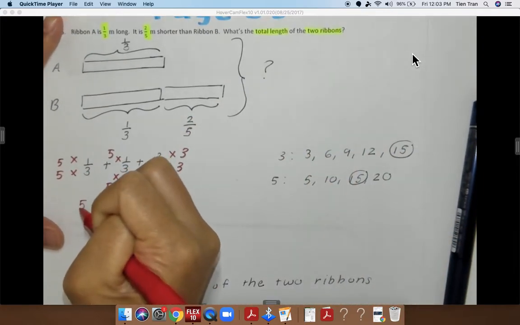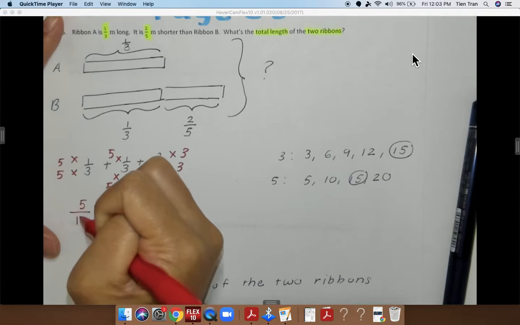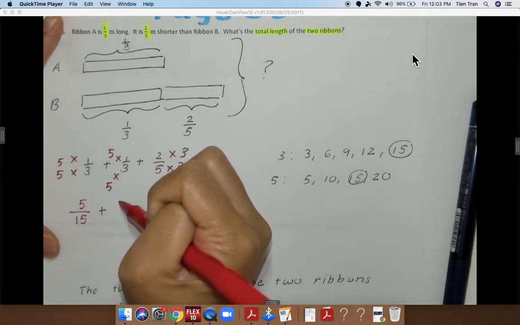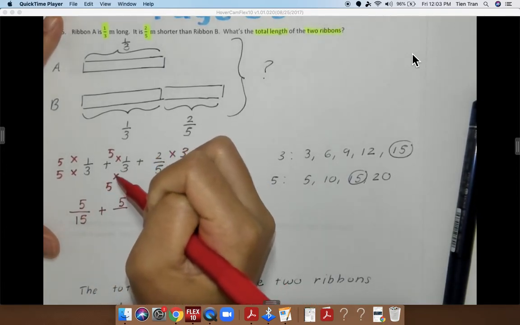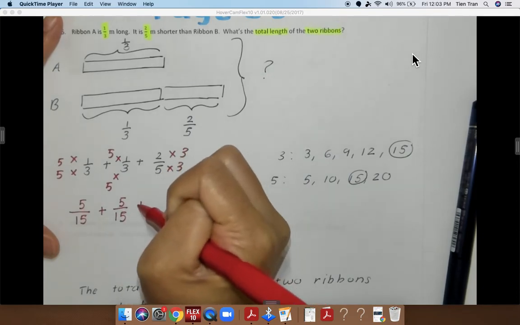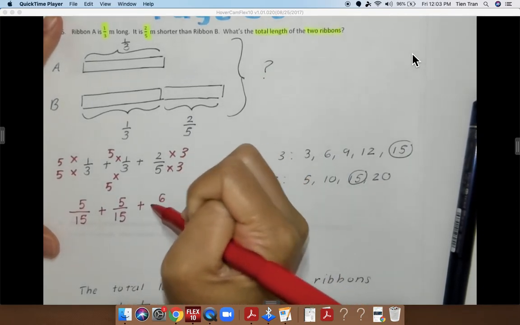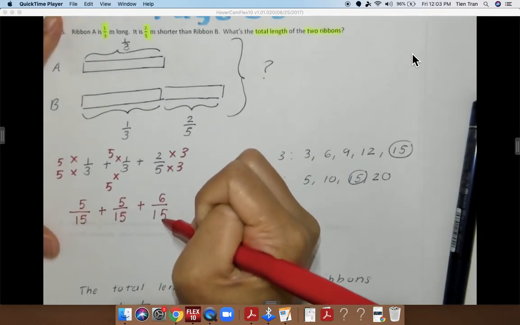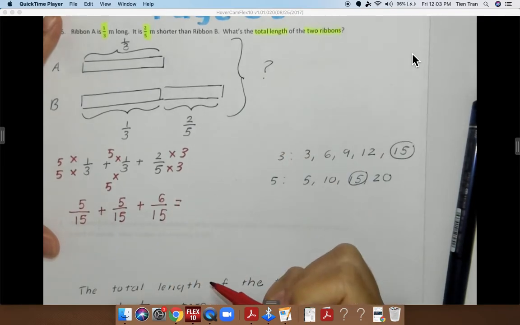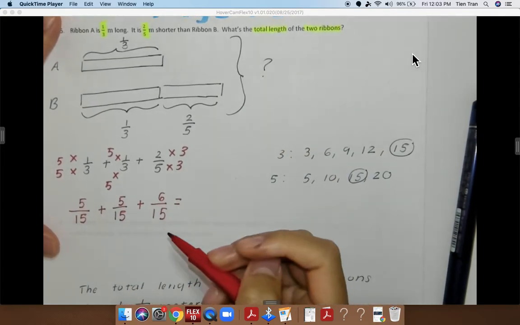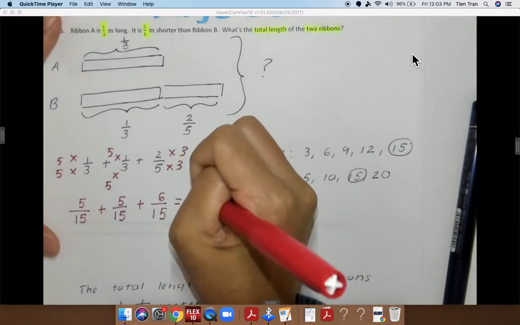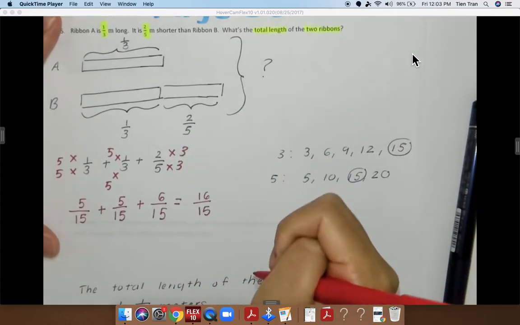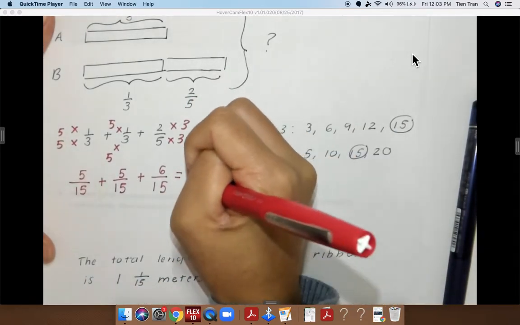5 times 1 is 5. 5 times 3 is 15. 5 times 1 is 5. And 5 times 3 is 15. Over here, 2 times 3 is 6. And 5 times 3 is 15. And then I'm going to add all of my numbers together. 5 plus 5 is 10, plus 6 is 16. I have 16/15. Now, I'm not quite done yet.